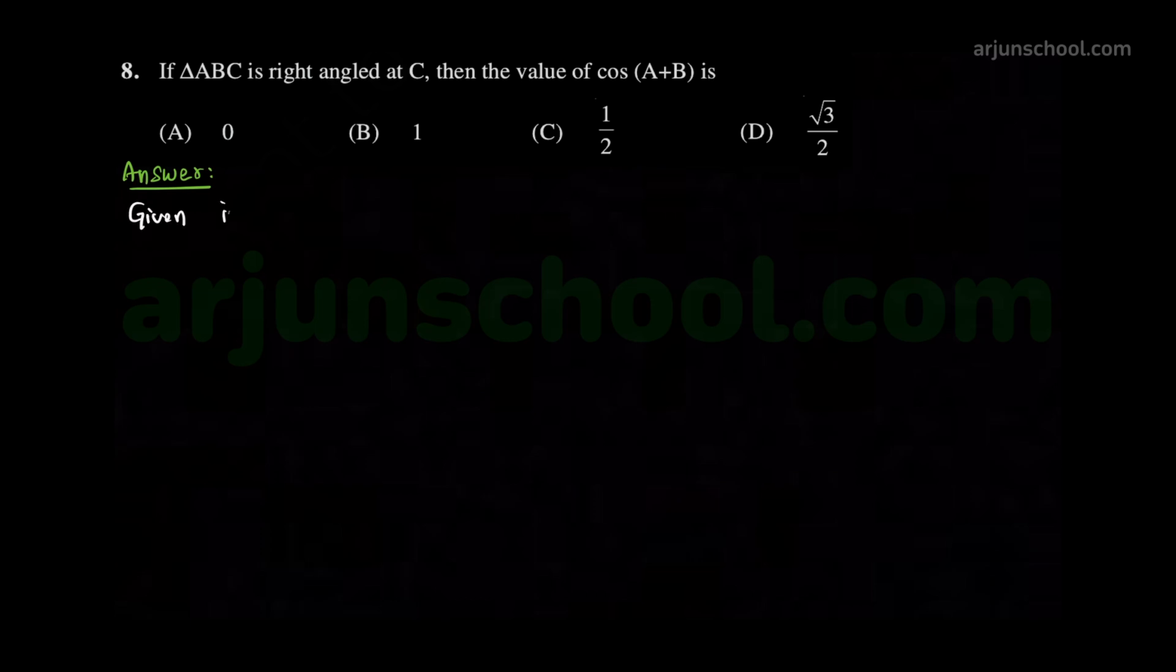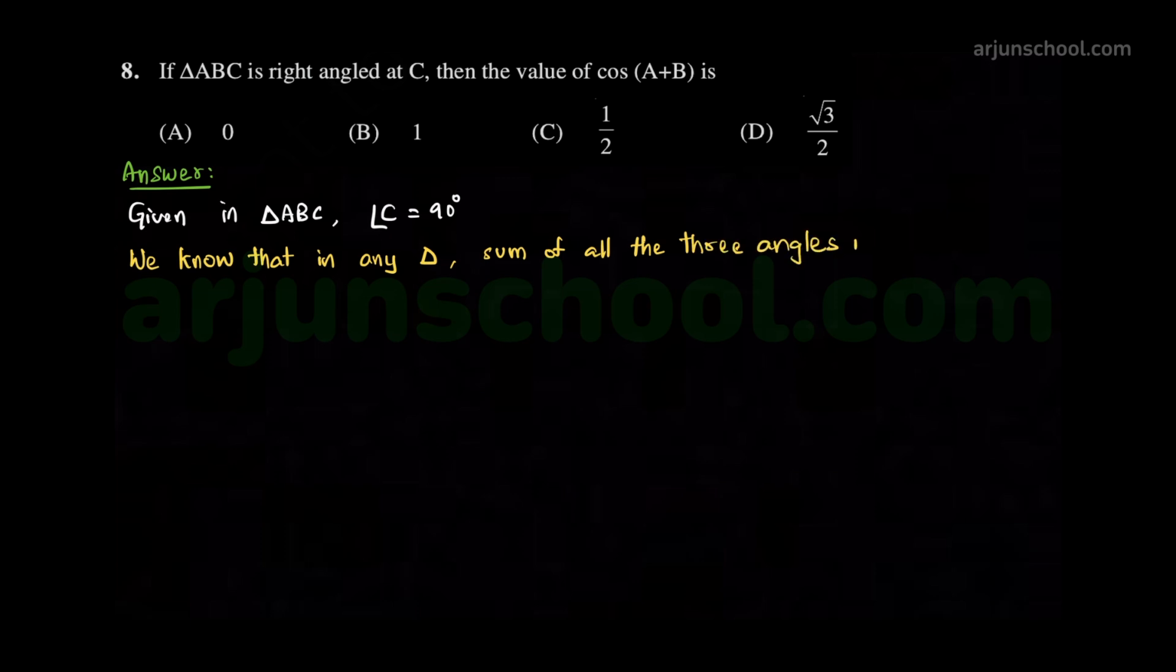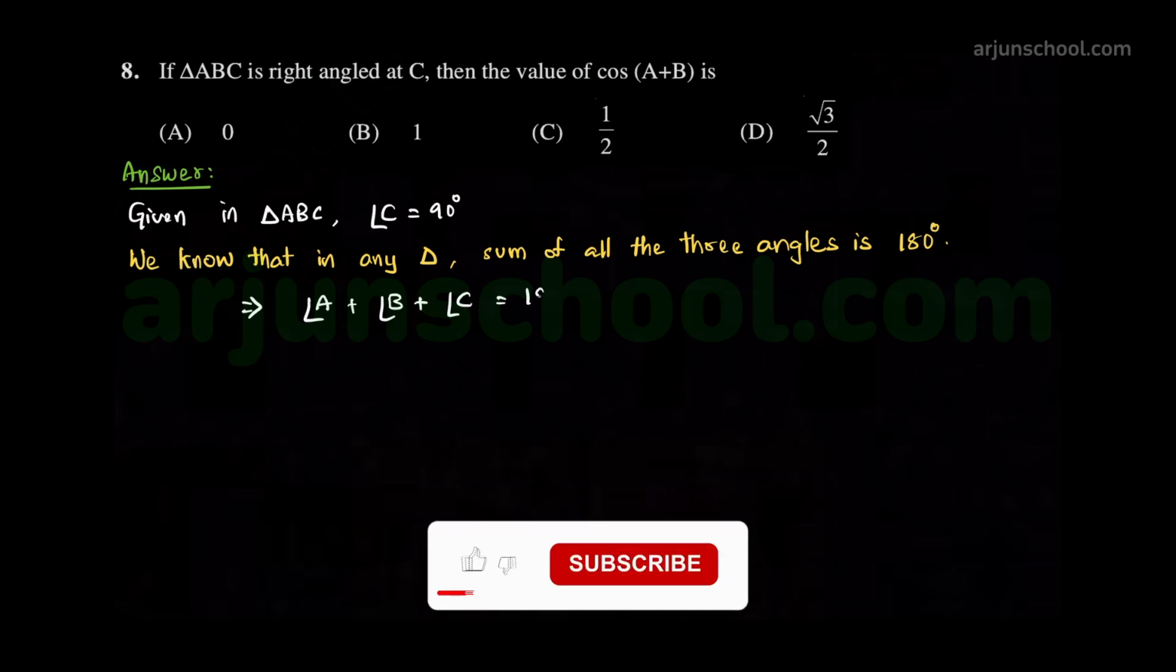We are given that in triangle ABC, angle C is equal to 90 degrees. We know that in any triangle, the sum of all the three angles is 180 degrees. That implies from triangle ABC, angle A plus angle B plus angle C is equal to 180 degrees.